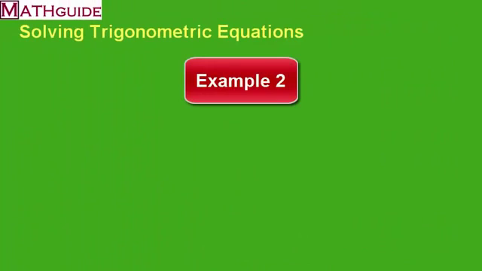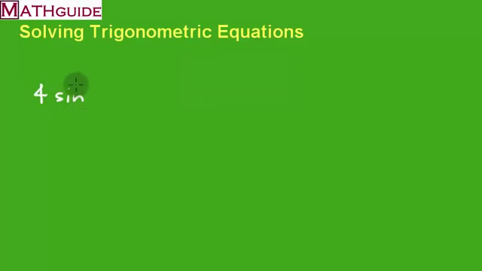Here's example number 2. For this example, we're going to see a problem that has a trigonometric function that's squared. It's common to see that, just like it's common to see an algebra problem that has a square in it. If this was an algebra problem, we would get the variable alone. Well, in this case, we're going to try to get our trigonometric function sine of x alone.